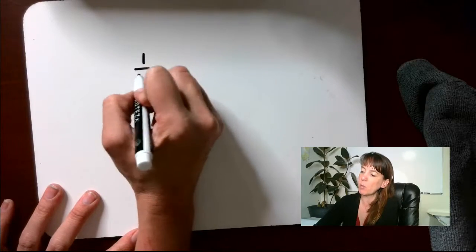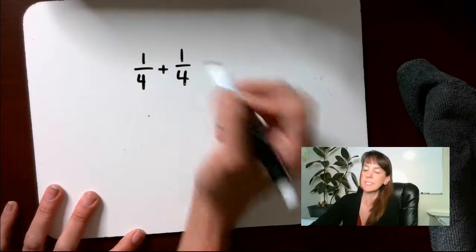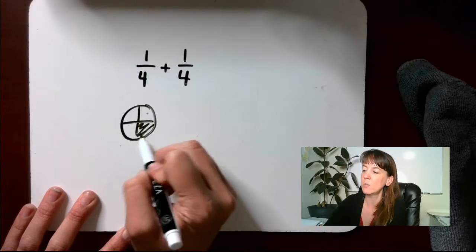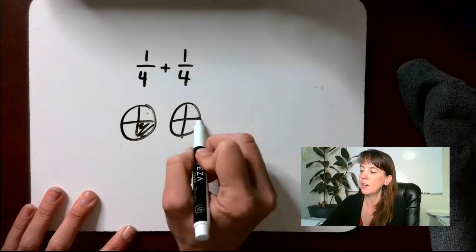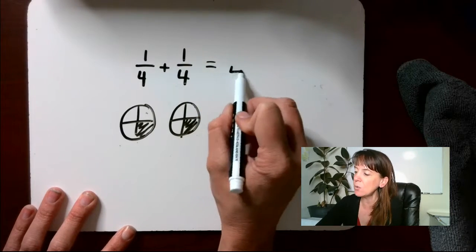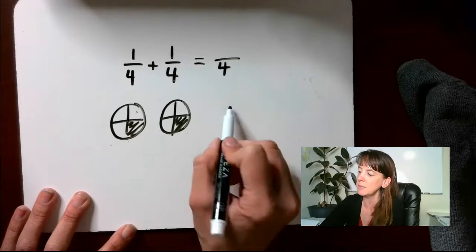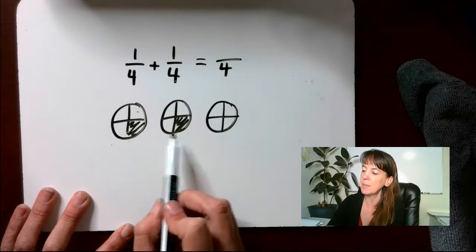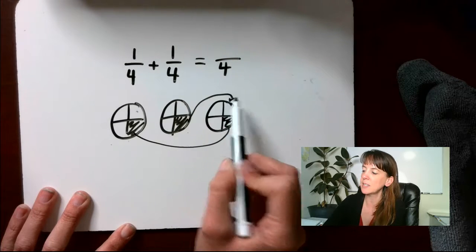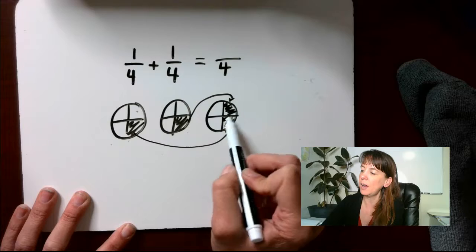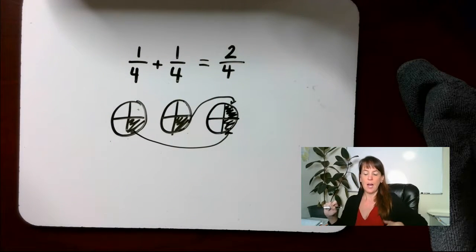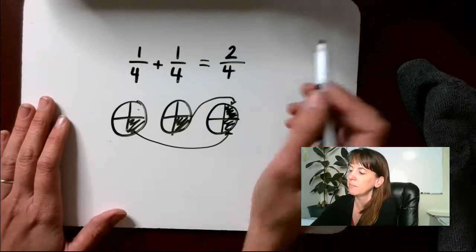If we have 1/4 plus another 1/4, let's visualize that, these first few ones. That means I've got this one and another fourth, right? That means if I put those together, it's still going to have 4 on the bottom because it's still going to be out of 4. But I'm going to take this guy right here. I'm going to plug it in right there. So it's this one. This guy gets plugged in over here. So I have 2 out of 4.